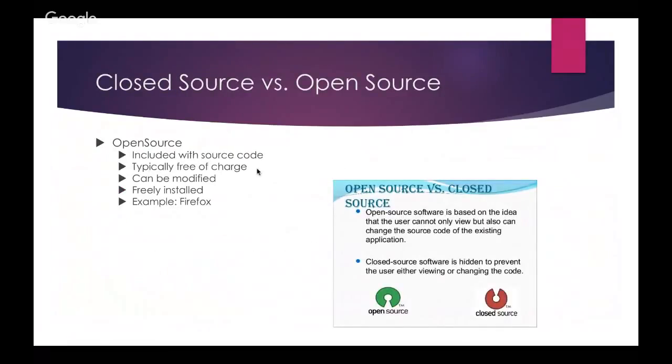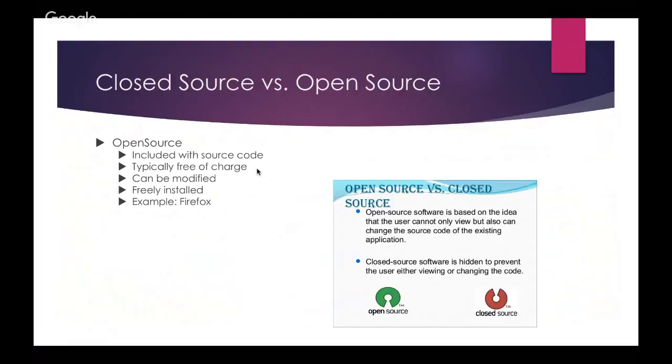Closed source versus open source. Open source software is obtained with its source code, so the source code can be seen by the new user. It's typically free of charge. The source code can be modified. It is freely installed on any computer. An example of open source would be Firefox.